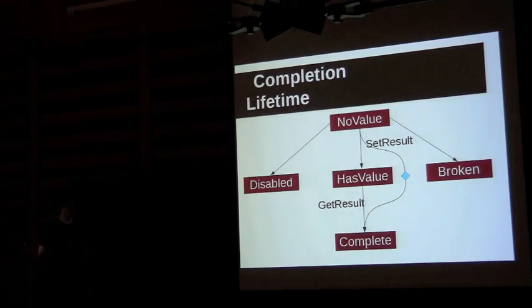We have these two other states where we have disabled, and you can get disabled at any time if you don't have a value. If you do have a value, I guess you can disable too, but it's not useful to disable at that point. The other state is broken. That means that whoever the promise was made to, the guy who actually has maybe the future, is no longer referring to it. The guy who made the promise is no longer referring to it. So it went out of scope and that promise was gone, and now our completion is broken because anybody expecting a value there will never get it. That's bad.